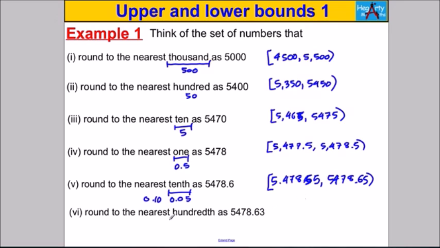And lastly, the nearest hundredth, a hundredth is 0.01, half that is 0.005, so we're going to subtract that to get 5478.625 for the lower bound and 5478.635 for the upper bound with curly brackets.